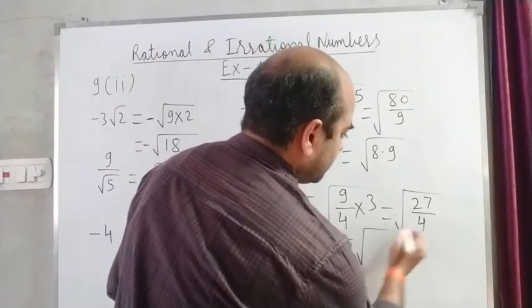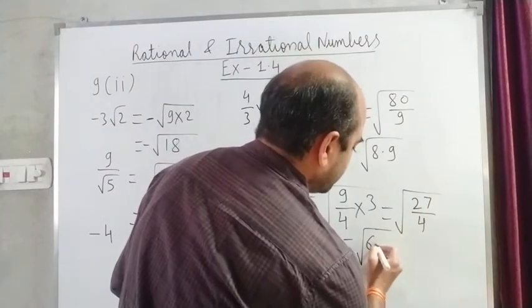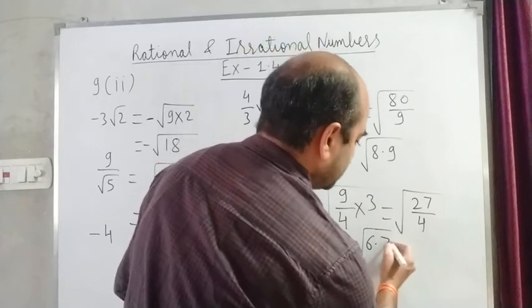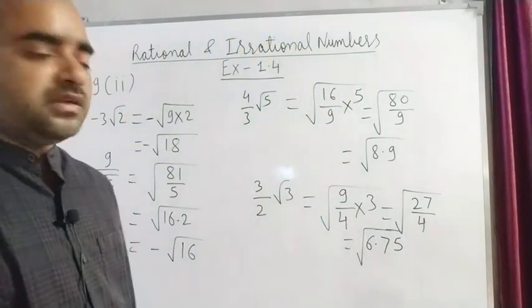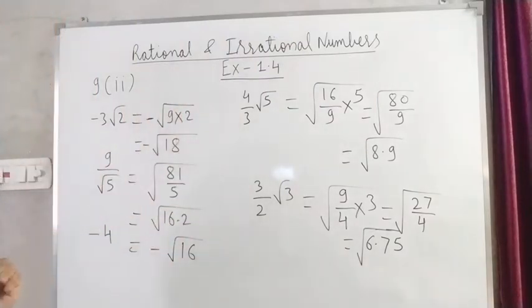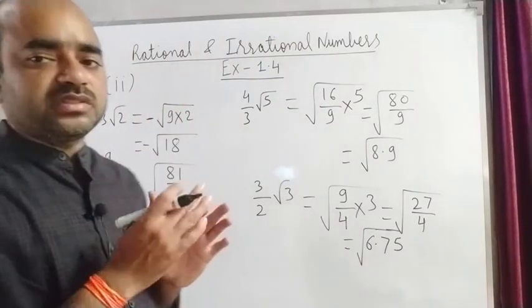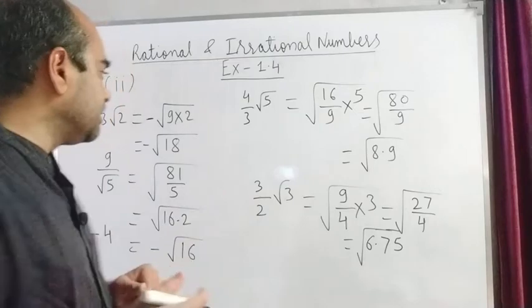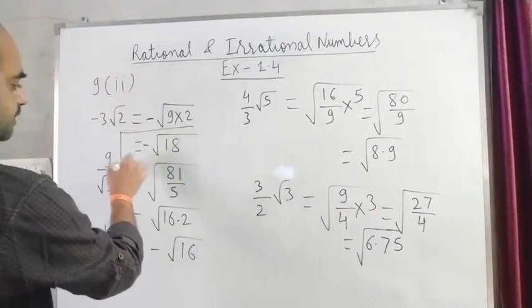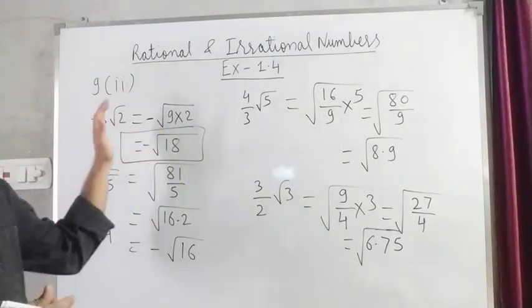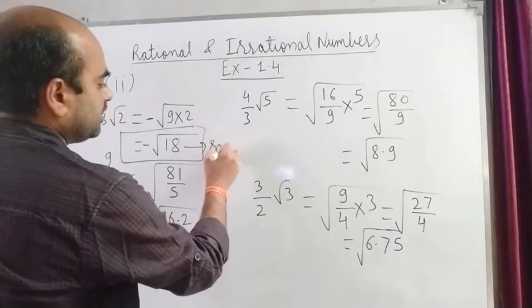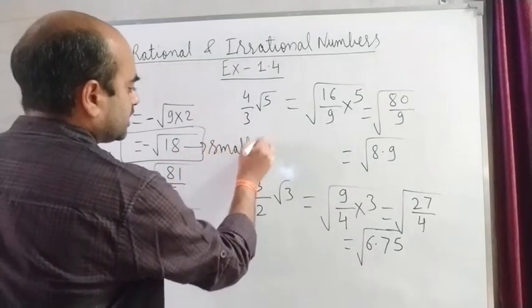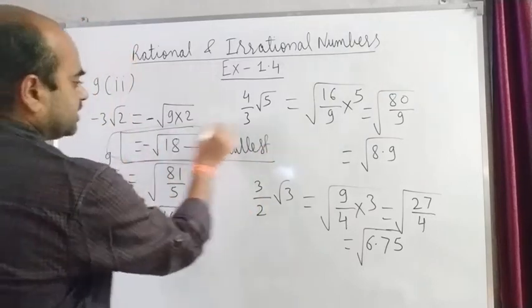27 by 4, divide. So this will be root 6.75. Clear? So we have calculated all the numbers. So first of all, we have to check positive and negative. Only one number is negative. You can see only one number is negative. A negative number means this number will be smallest. Correct? So negative is done.